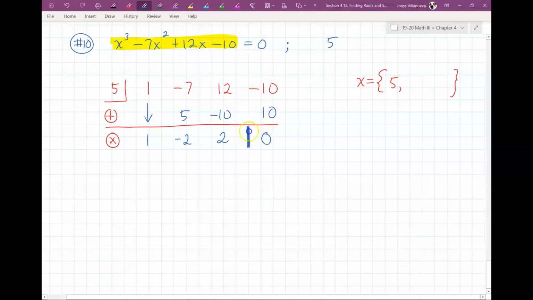Again, that should not be a surprise because they told me 5 is an answer, so therefore it should be a 0 at the end. Okay? So, great. We got a solution, which is what we're expecting to get, right? So I'm going to write 1x squared minus 2x plus 2. Okay, that's coming from right here. All right, 1x squared minus 2x plus 2. Now I'm going to try to factor this.